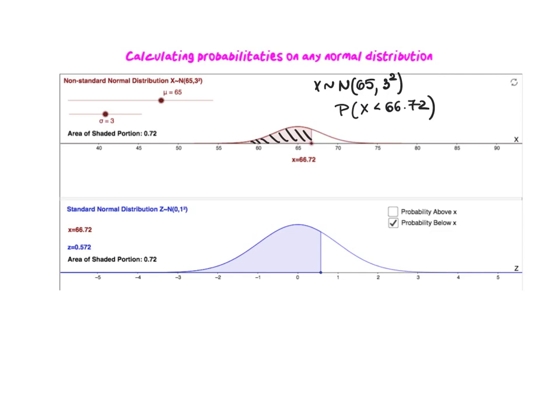The big idea here is that the point here and the corresponding point on the standard normal distribution are linked by a formula. When I say corresponding point, it means that the area to the left of this point on the non-standard distribution is the same as the area to the left of the standardized score. So this is what links the two distributions. The two areas are the same.